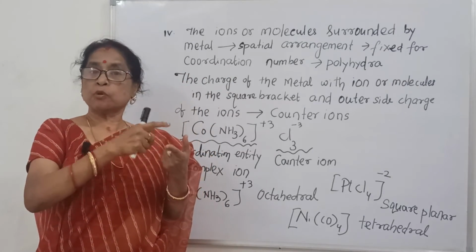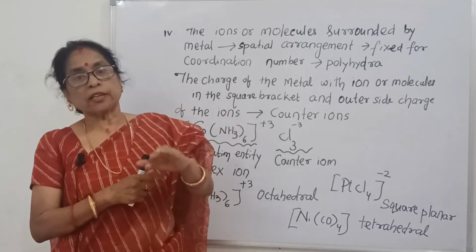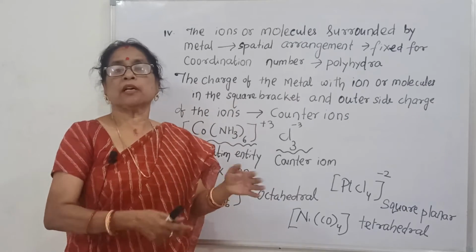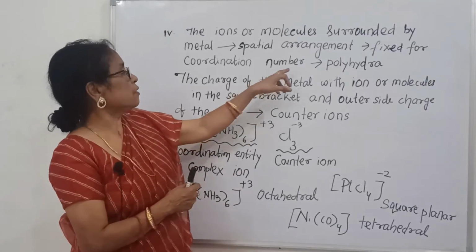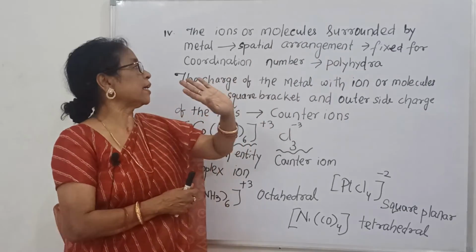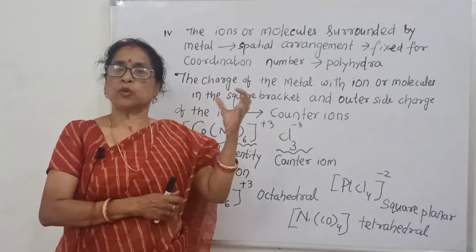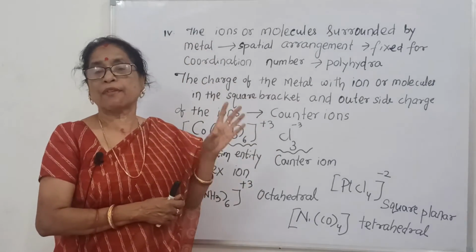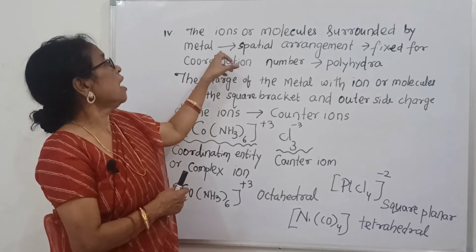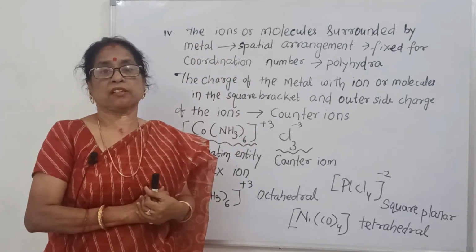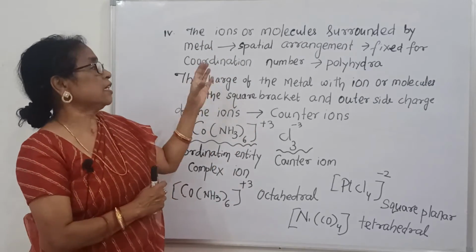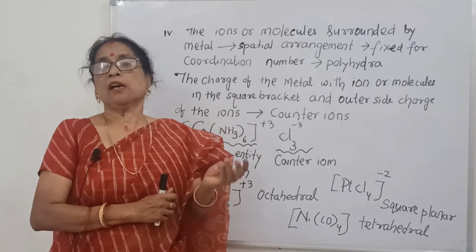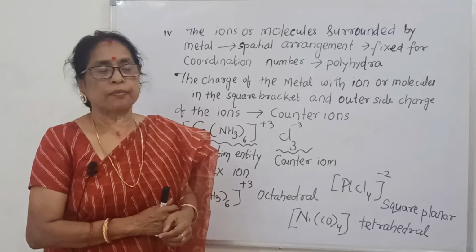If the coordination number is 6, that is octahedral. If the coordination number is 4, it may be square planar or tetrahedral, that is why it is called polyhedra. The spatial arrangement gives the geometrical shape for the coordination compound having a fixed coordination number, and it gives the particular structure, either octahedral, tetrahedral or square planar.